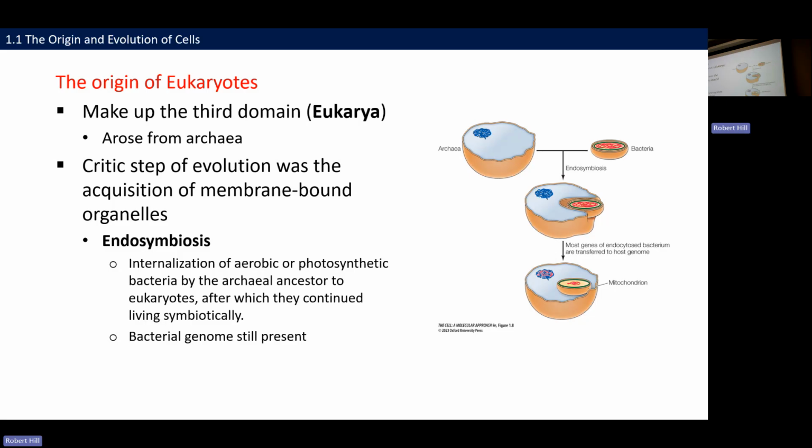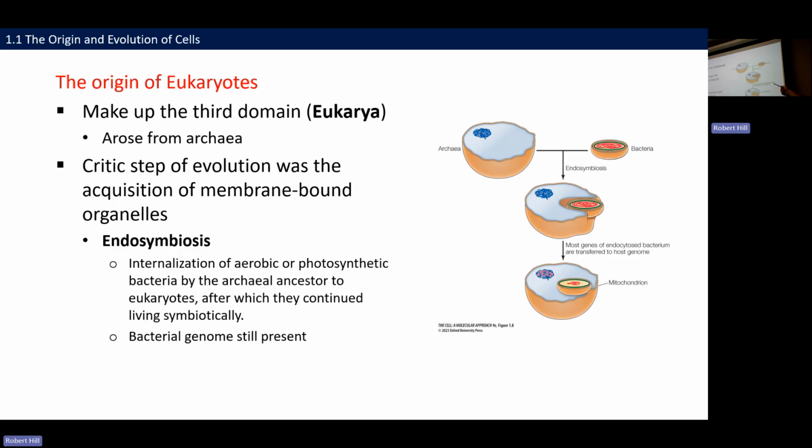You had an archaic cell, which is its own domain, right? Engulf a bacterial cell. Remember, these are both bacteria, but bacteria is a separate domain, right? It's the bacteria we're familiar with today. So that bacteria probably had the ability to do oxidative phosphorylation. The archaic cell could only do glycolysis. So when it brought that other cell in, that now became the mitochondria.